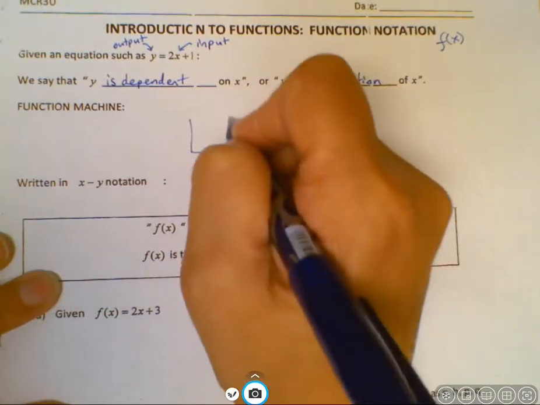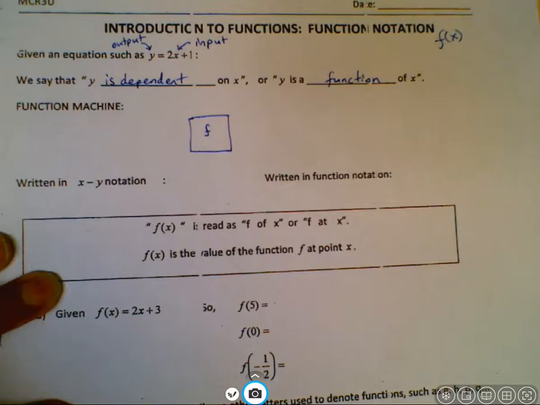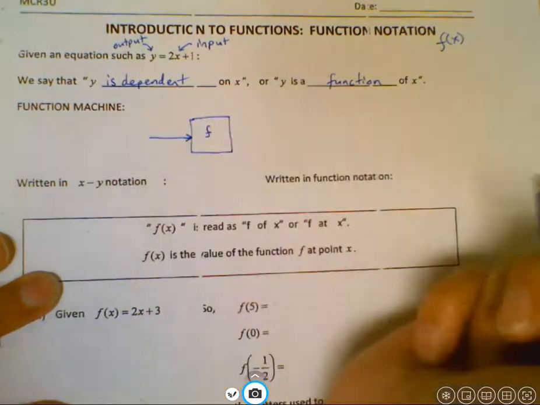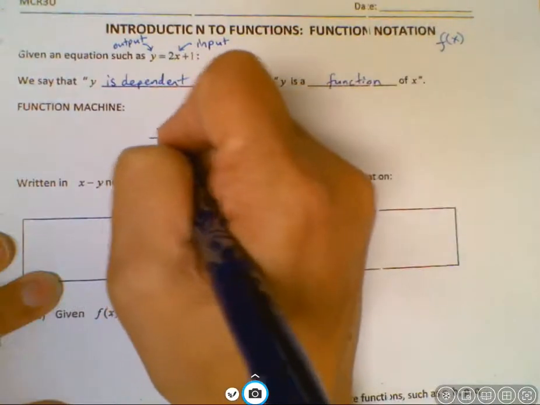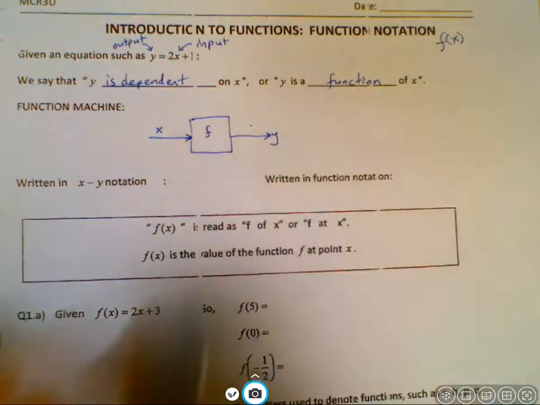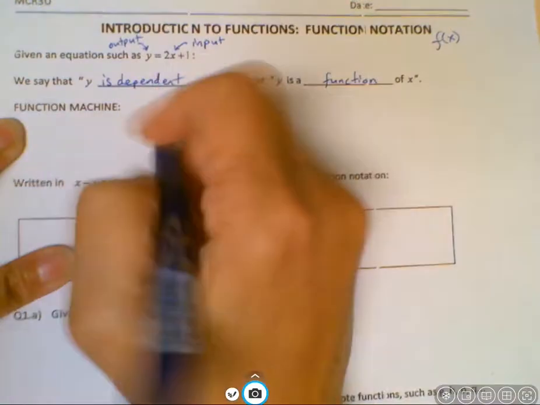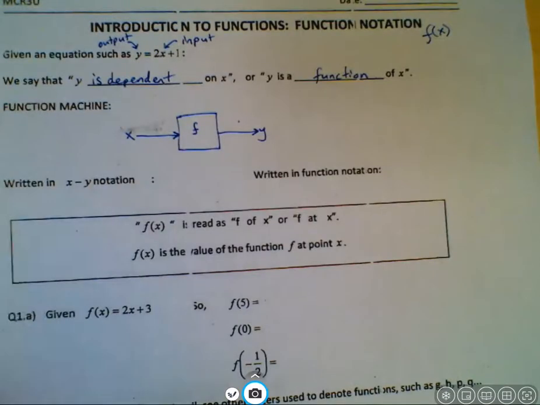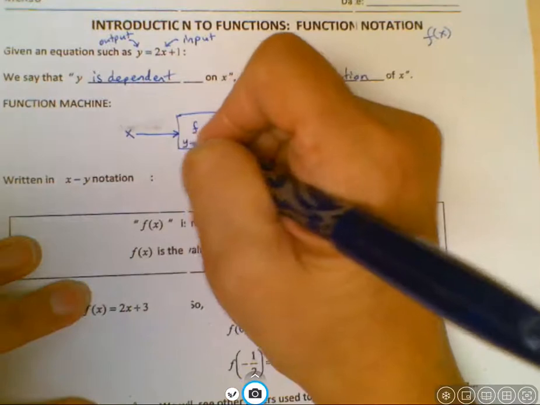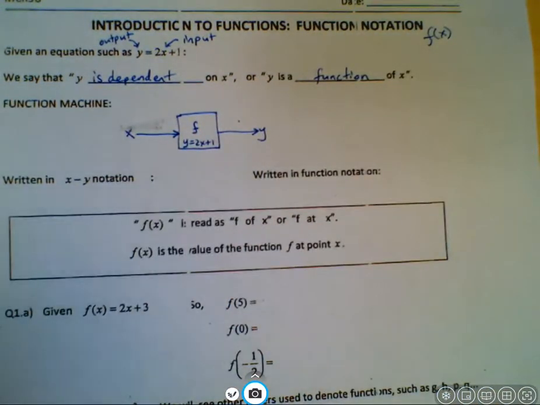I will draw you what's called a function machine. We'll call it f. I've seen a picture kind of like this. The x is over here, the input, it goes into the function machine, and out comes y, the output. What does the function machine do? It calculates the y from the relationship.